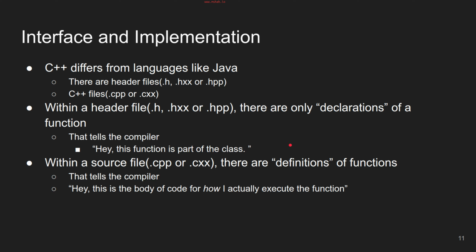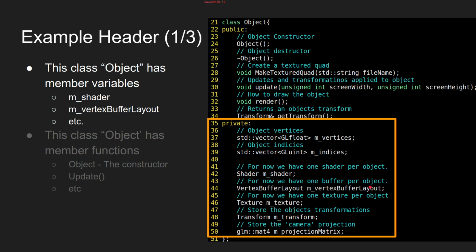Okay, so I just want to remind you about some C++ things, as I know C++ is new for many. There are header files, the .h, .hxx, or .hpp files, and C++ files, which are the implementation files. Our header files only have declarations of functions, and they tell the compiler, hey, this function is part of the class, or here's how we make a data type. Here's the blueprint for some custom thing that we want to build. And then within a source file, those are the actual definitions of functions that tell the compiler, hey, this is the body of code for how I actually execute the function, the actual implementation.